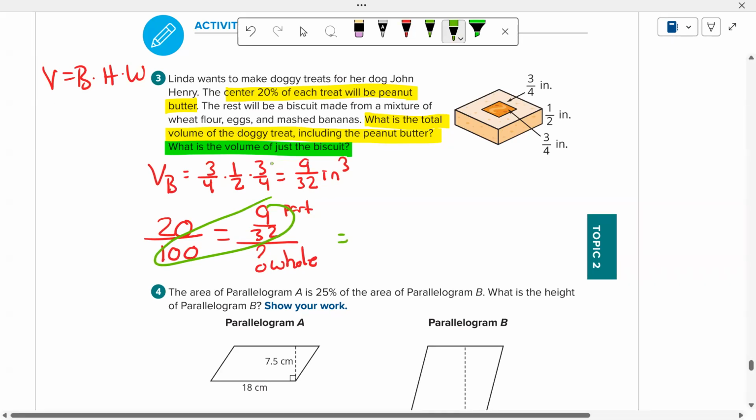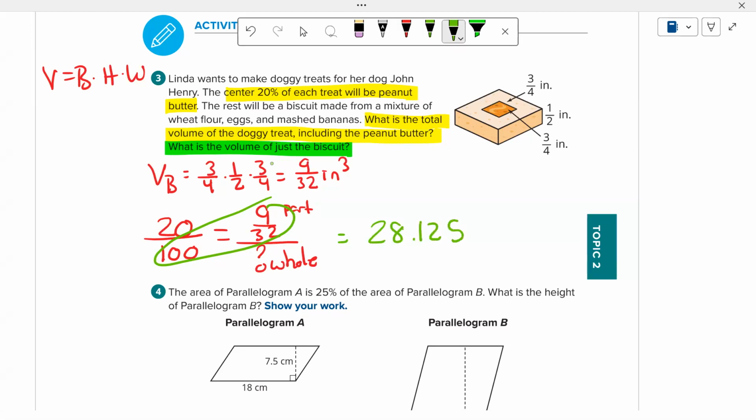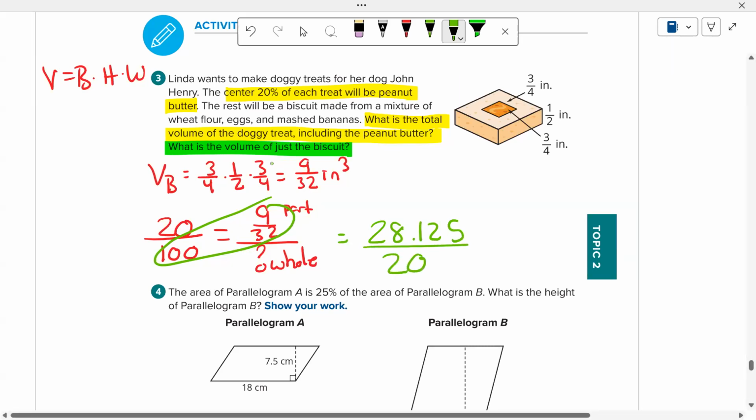So we're gonna do cross multiplying. Everything like normal. 9 divided by 32 times 100. And that will give me 28.125. And then I'm gonna divide that number by 20 here. Once I divide them two numbers, I'm gonna get 1.40625.